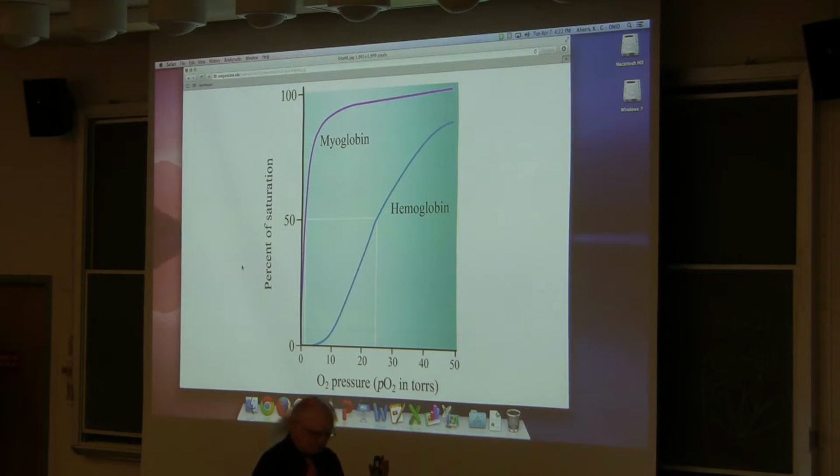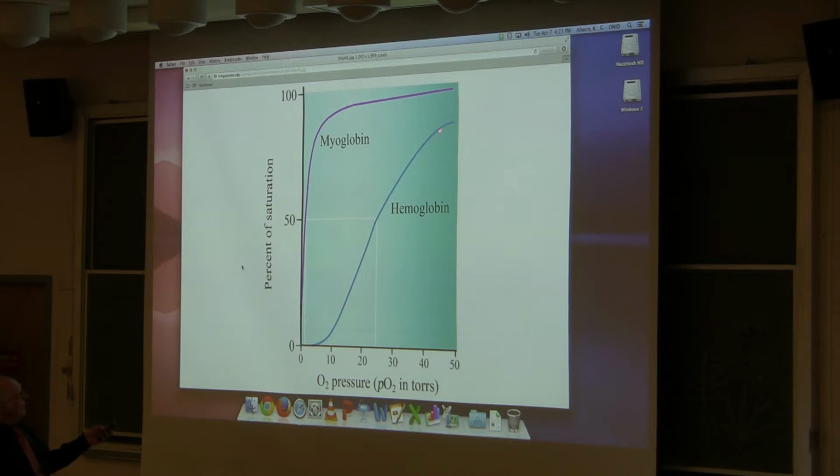Okay? So we would be very happy if we had myoglobin grabbing oxygen in our lungs, but we wouldn't be so happy when it got out to the tissues, because only when the tissues were starving would myoglobin give up its oxygen. So myoglobin is not so good at carrying oxygen. Hemoglobin is fantastic for it. Here's why. Okay?